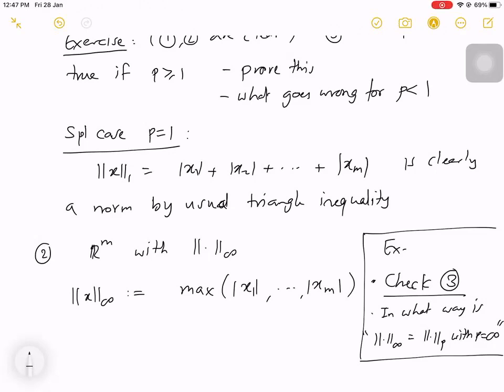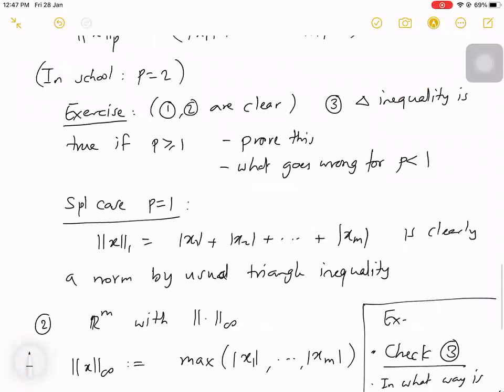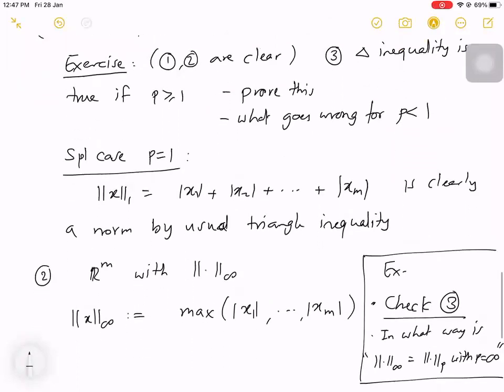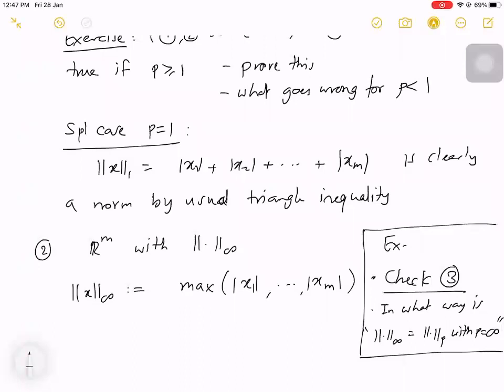Because taking limits with inequalities, you have to again be a bit careful, right? So please do these exercises. And out of these, we will certainly do the triangle inequality for a general p greater than 1. We will do it in class. So, all right, any questions so far?